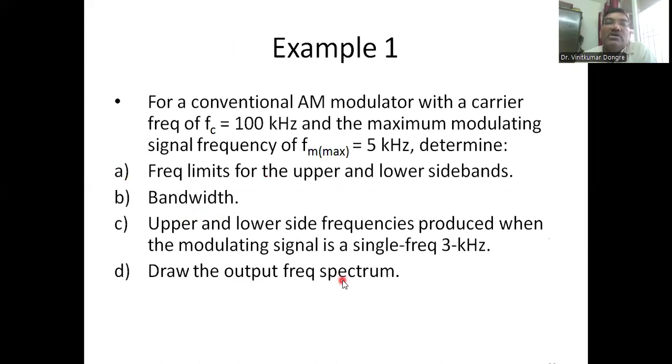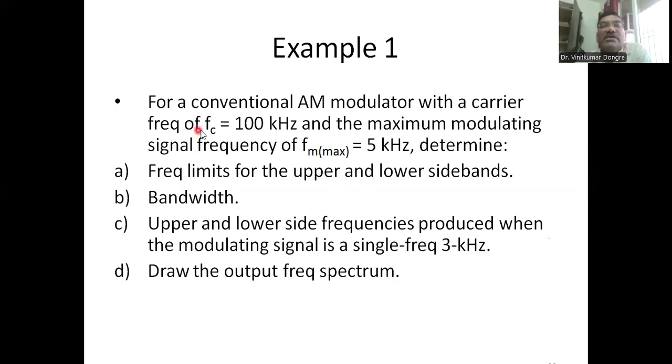Now we will go for another parameter, or before that we will calculate some simple equations that we discussed. Based on that, we'll do some numericals. So, for a conventional AM modulator with a carrier frequency of FC equal to 100 kilohertz.